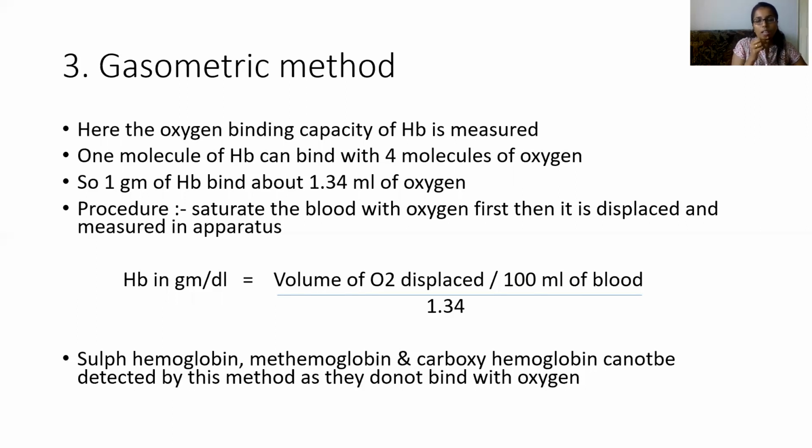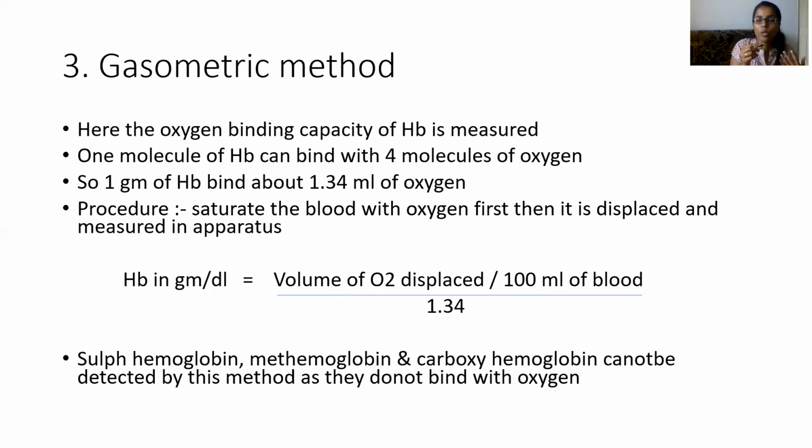So procedure: saturate the blood with oxygen first, then the bound oxygen is displaced and measured using a special apparatus. So hemoglobin concentration is measured indirectly. That is, hemoglobin in gram per deciliter is equal to volume of oxygen displaced per 100 ml of blood divided by 1.34.